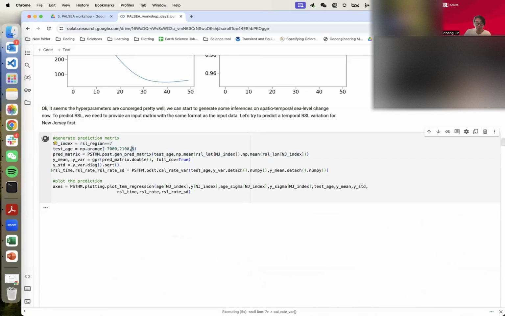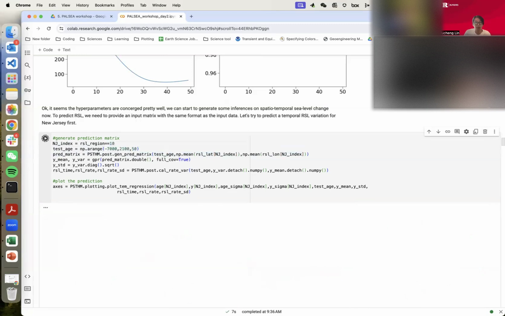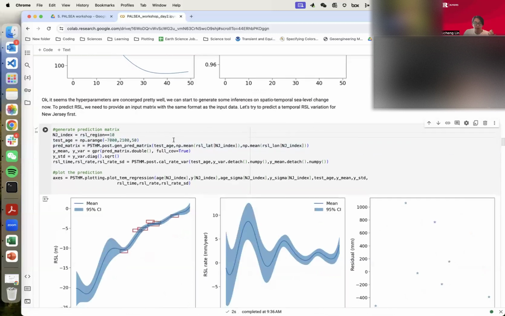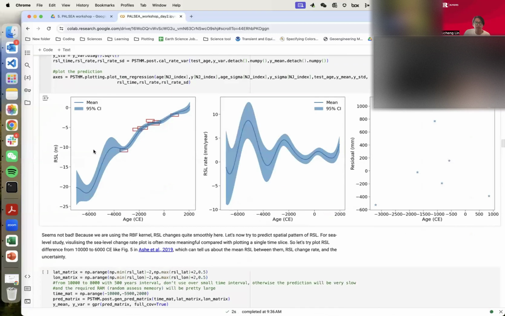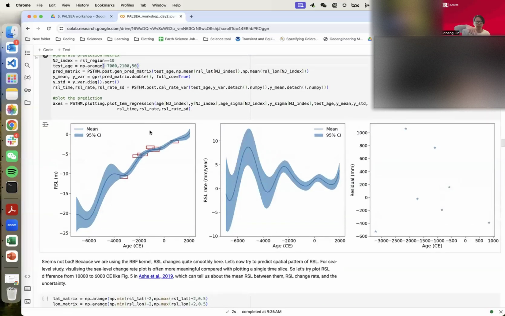But here it's this temporal gap you are doing. So if you want to make the calculation a bit quicker, you can change it to 50. So it can give you the calculation times much faster. Okay, it doesn't make too much difference. You cannot see that because our prediction is quite smooth.